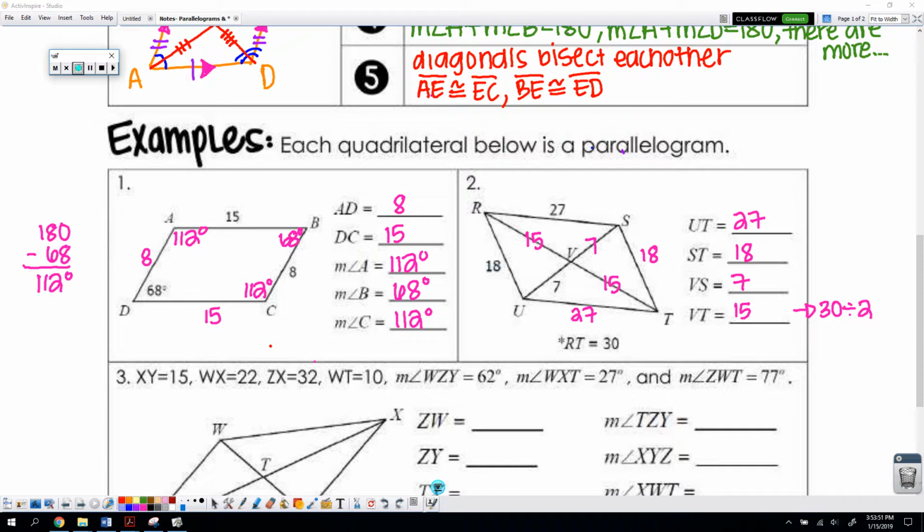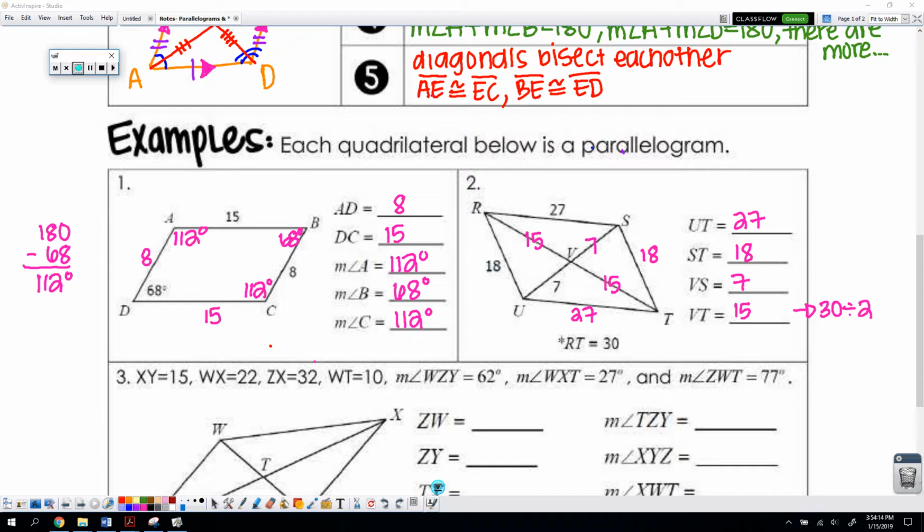And then continuing on. The only one that most people struggle with is the measure of angle A. The thing you have to be careful with is that A and D are consecutive. So because A and D are consecutive, you would do 180 minus 68, and that would get you 112. All right? Because angle D is acute and angle A is obtuse.